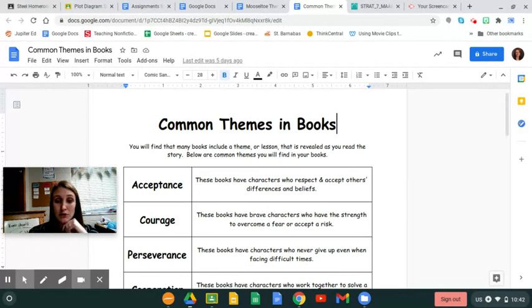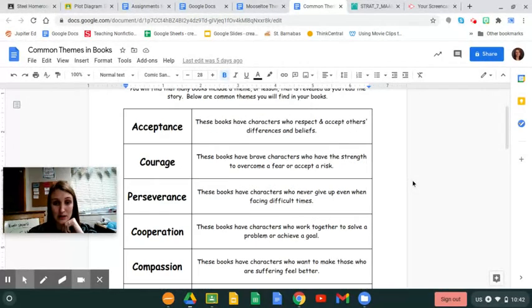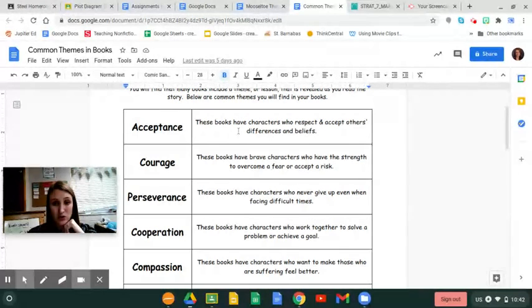They might be trying to teach us about acceptance. Books that teach us about acceptance have characters who respect and accept others' differences and beliefs. So that would be like books that have to do with characters learning about accepting others throughout the book. Books that are about courage have characters who have a risk, and then they have a fear, and then they have to overcome it throughout the book.